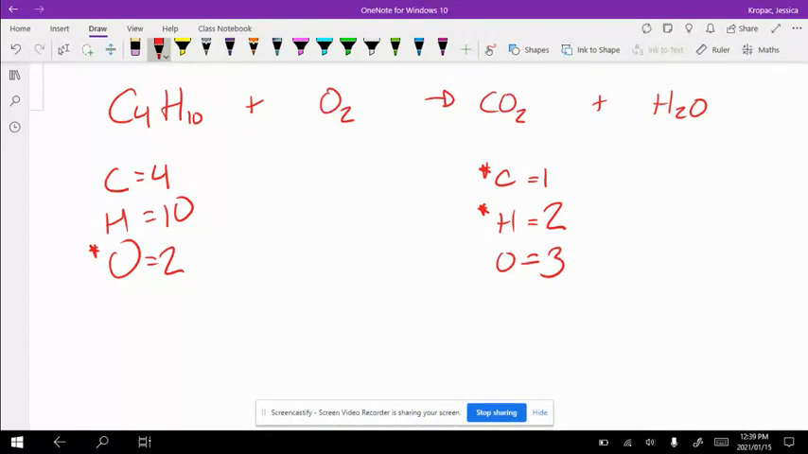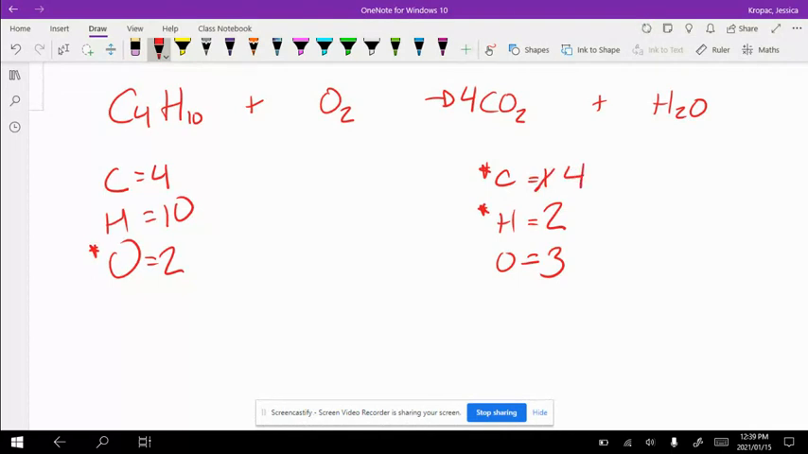I recommend for combustion reactions starting with carbon. That's probably your easiest spot to start. So I have 4 on the left. I'm going to try to put a 4 in front of here, and I'm going to see if this is going to balance. So I've got a 4 now, so my carbons are now good.